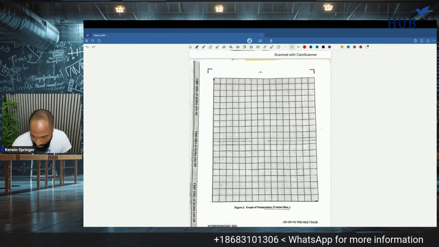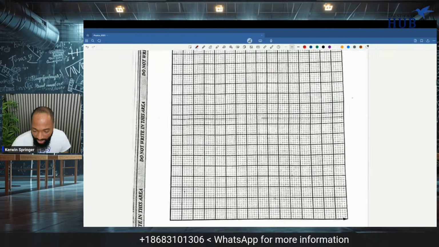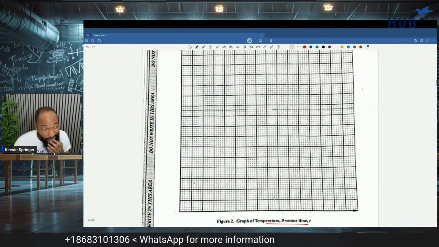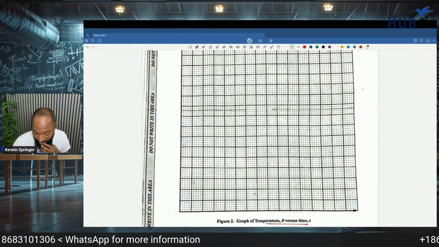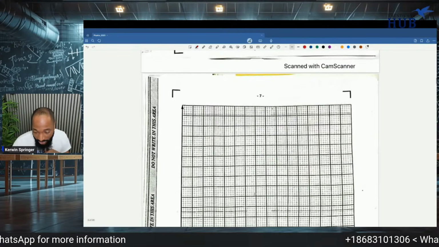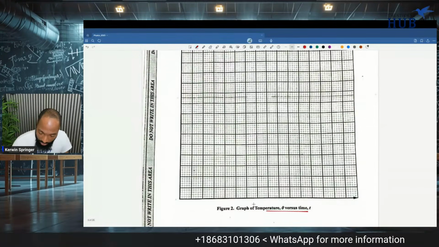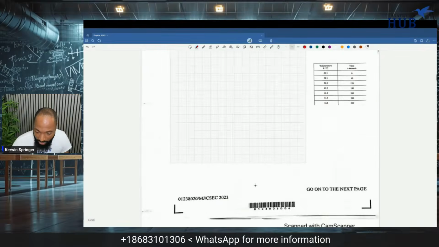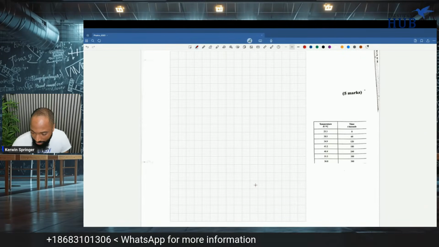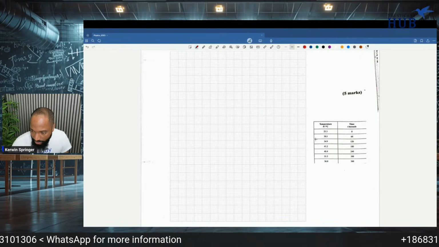Graph of temperature versus time. All right, so they had it like this. So we had no choice. They forced us into this idea. They already labeled the axis, so they wanted portrait. Y'all understand what I'm saying? So temperature versus time. So I'm using this graph here, which is the same thing.